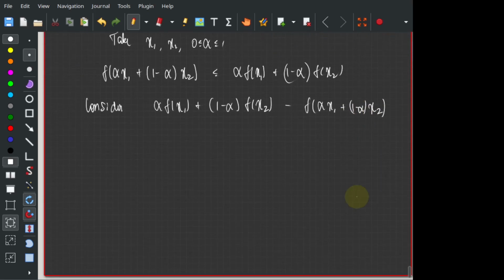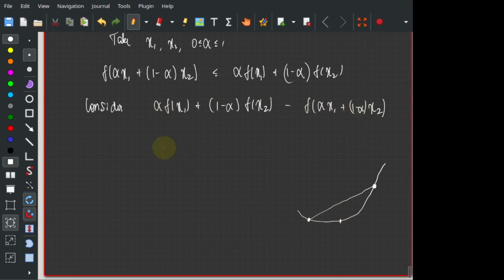It's also helpful to think about it visually as we go along. So what am I doing? I'm taking this curve, these two points x1 and x2 and the corresponding f of x1 and f of x2. I'm picking some point in between, which is alpha x1 plus 1 minus alpha x2. My goal is to show that the straight line is above this particular point.